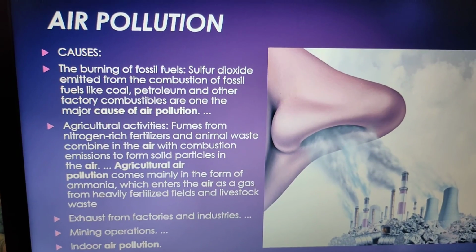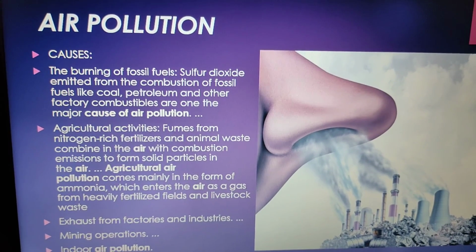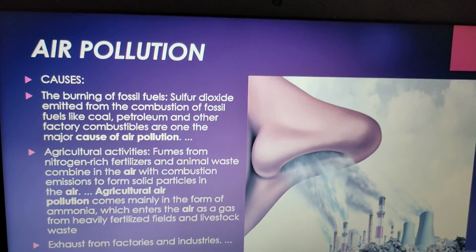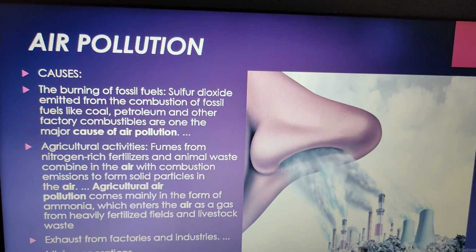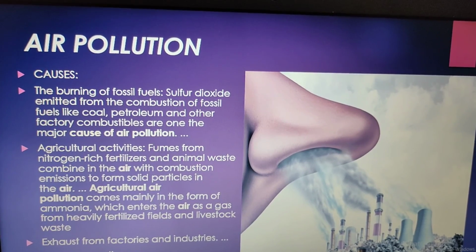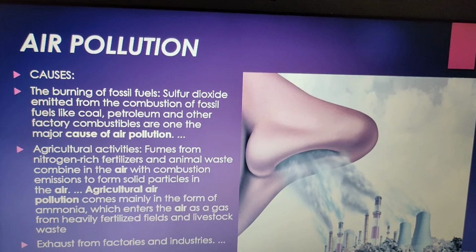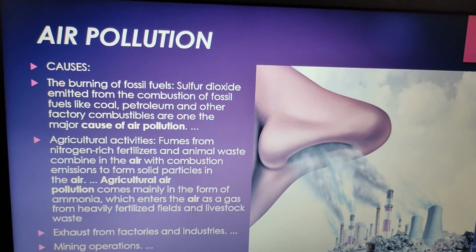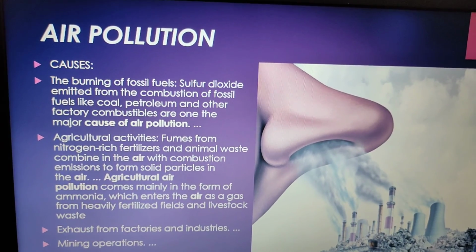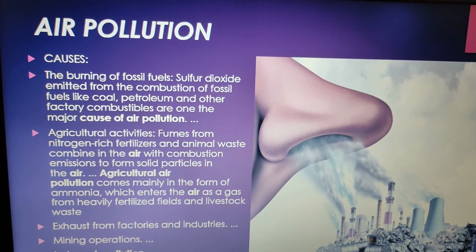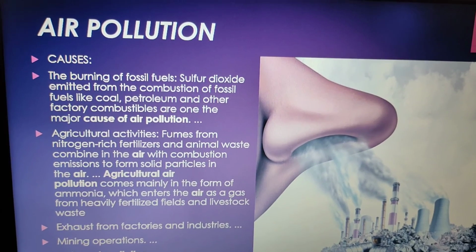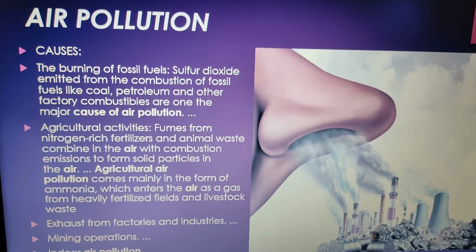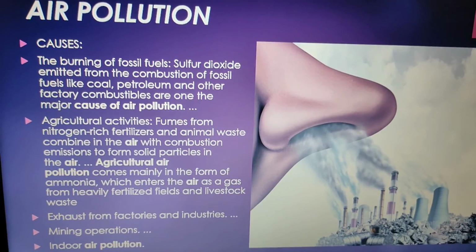Now, agricultural activities, fumes from nitrogen rich fertilizers, means the artificial fertilizers which we mix in the soil to increase the fertility of the soil. They are rich in nitrogen, and once these are burned with animal waste, they form a solid particle in the air. Now, agricultural air pollution comes mainly in the form of ammonia, which enters the air as a gas from heavily fertilized fields and livestock waste. Already, our fertilizers are rich in nitrogen. Then they combine with the animal waste, right? And when these fertilizers are burnt with the animal waste, they combine in the air with combustion emissions to form solid particles in the air.